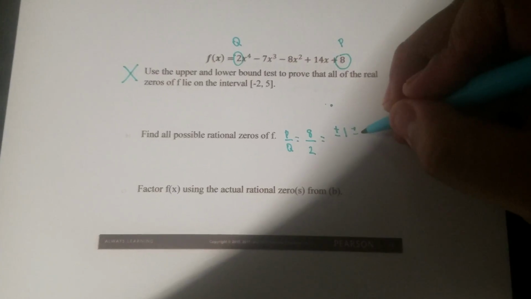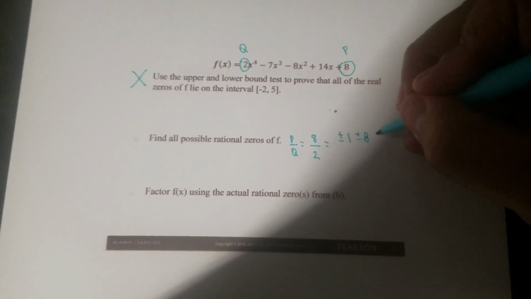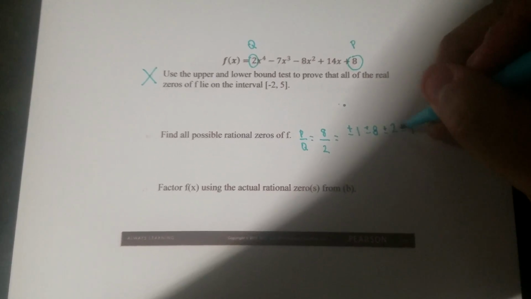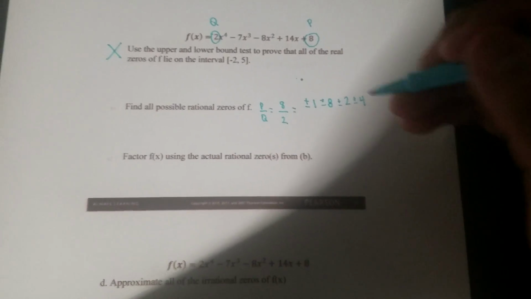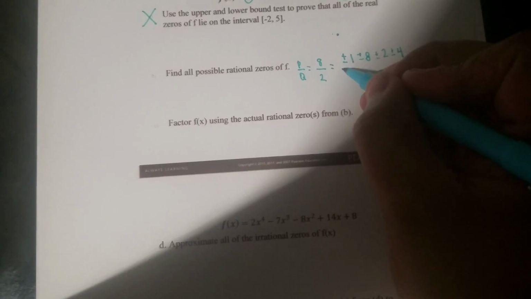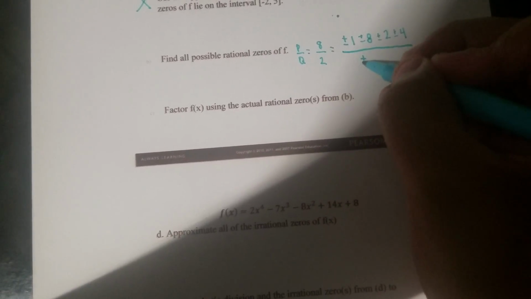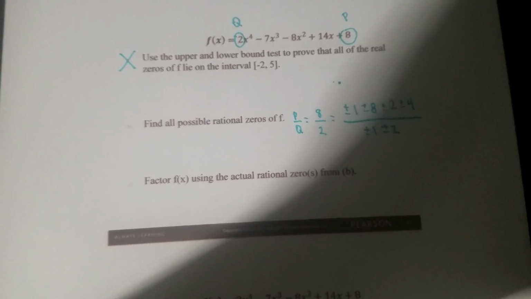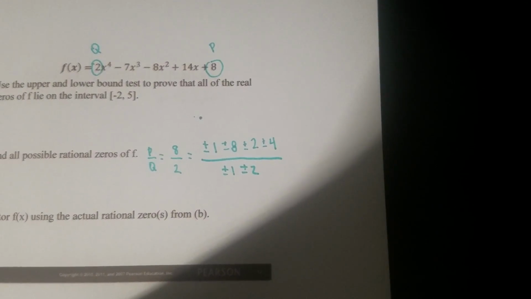So you put plus and minus. 1 times 8 equals 8, so that's a multiple. 2 times 4 is a multiple, because 2 times 4 is 8. Okay, so those are multiples of 8. And for 2, you have these numbers right here, plus or minus 1, plus or minus 2.